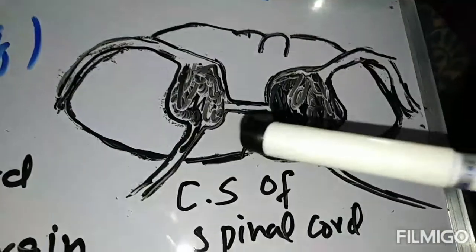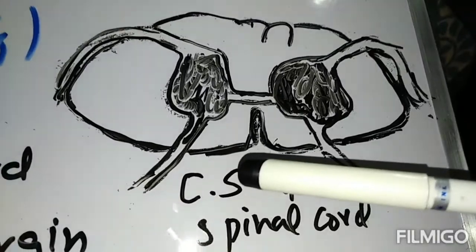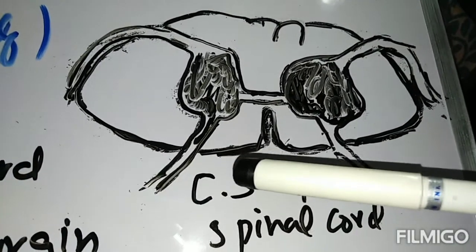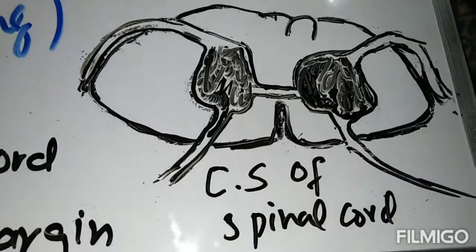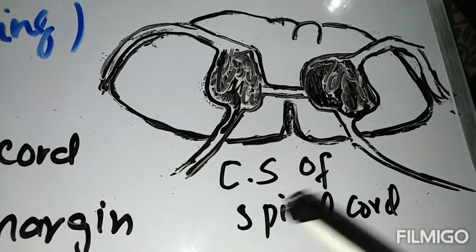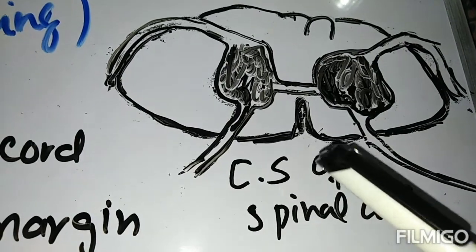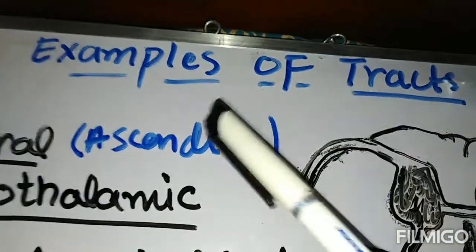As we see, the white matter in the spinal cord is organized into tracts, and tracts are grouped into two categories: ascending tracts and descending tracts. Ascending tracts run from cord to brain, and descending tracts run from brain to cord. Let us see some examples of tracts.